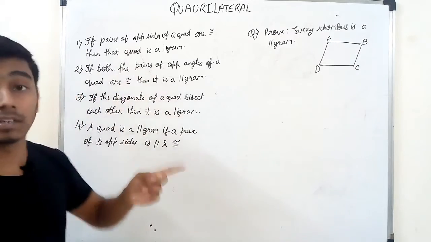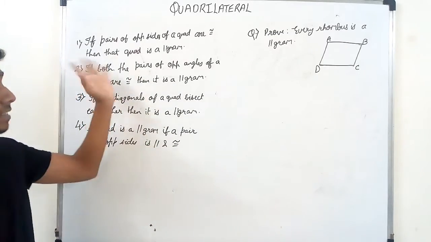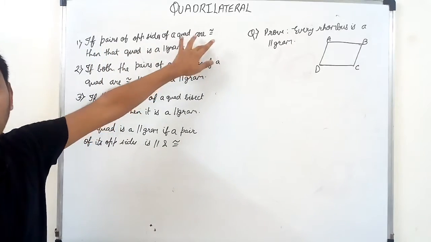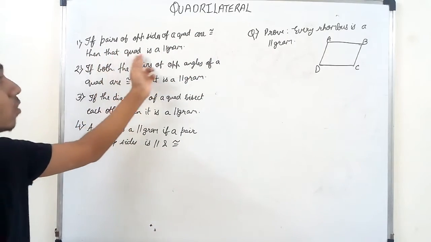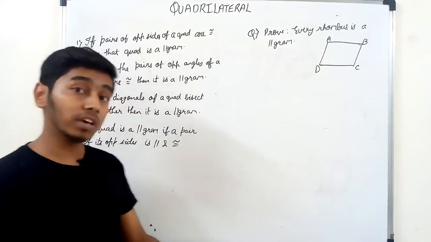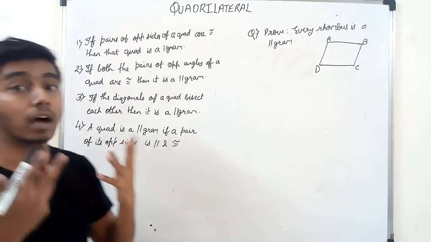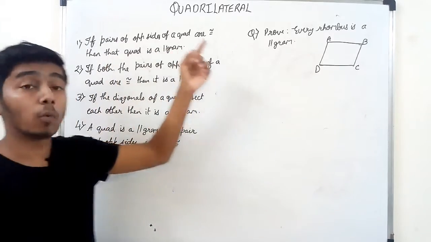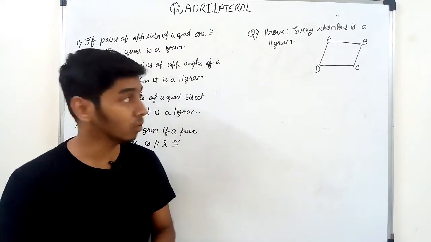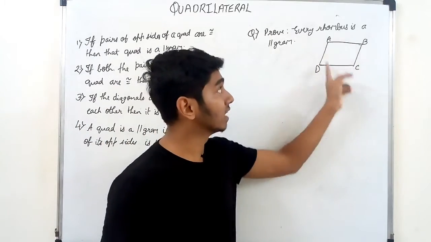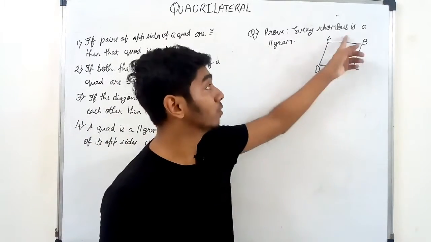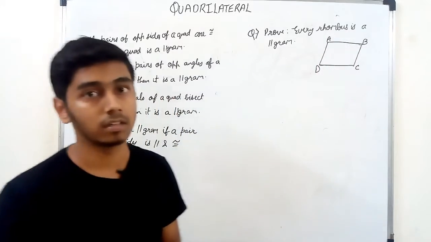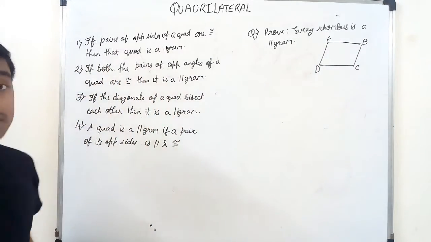Based on these theorems, let's see what the theorems are. If pairs of opposite sides of a quadrilateral are congruent, then that quadrilateral is a parallelogram. So if you want to prove that a quadrilateral is a parallelogram, then we have to show that their opposite sides are congruent. That means if you want to prove that this is a parallelogram, we have to prove these two opposite sides are congruent. That's what the first theorem says.